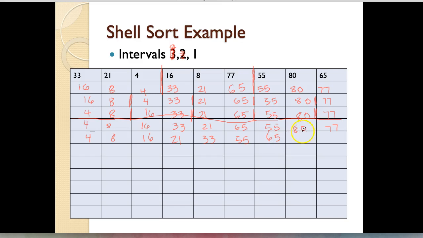65 compared to 80, it's in there, but now 80 with 77, I have to exchange them right here. 77 is here and 80 is right in there. Now, as the computer would do, it will check again and make sure that the neighbors are in the right order. That will be 4 and 8, they are good. 8, 16, okay, 16, 21, 21, 33, and so on and so forth. And this can be considered sorted.